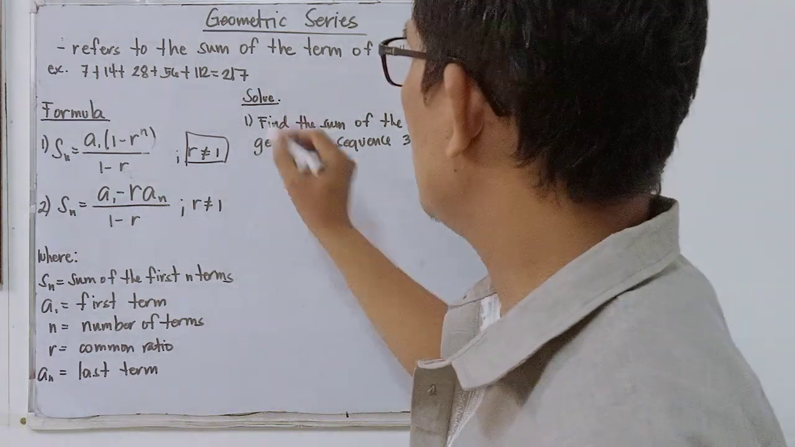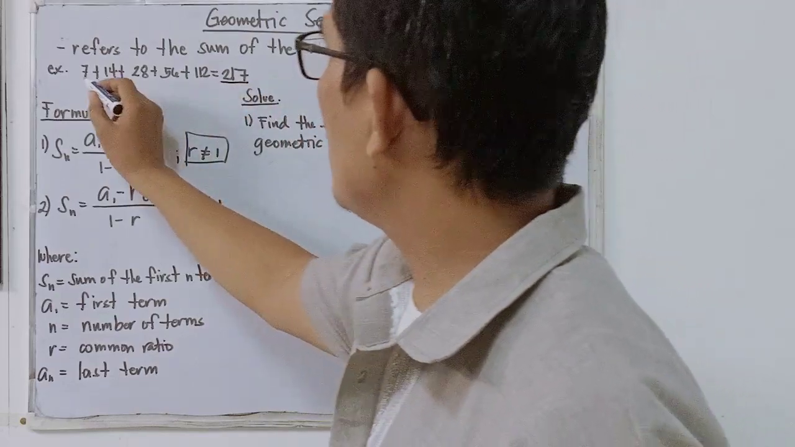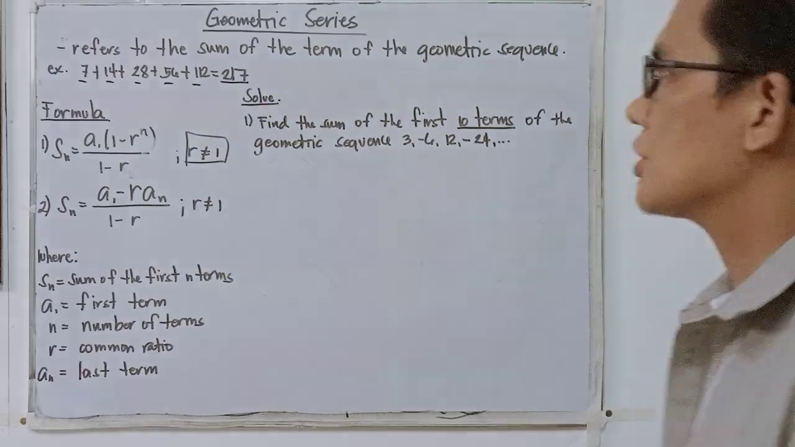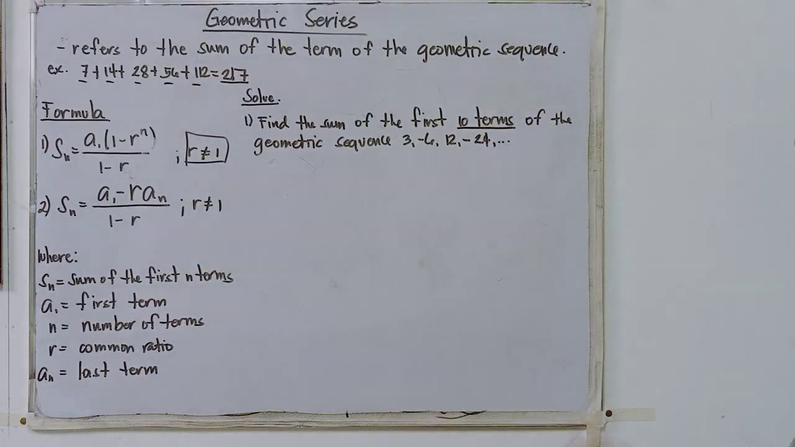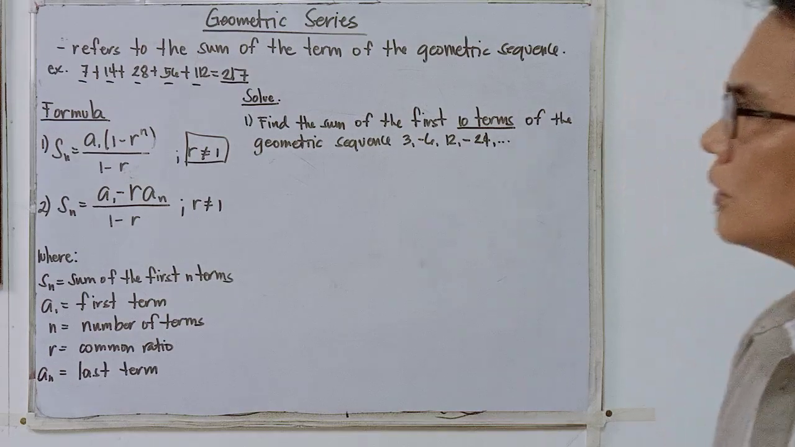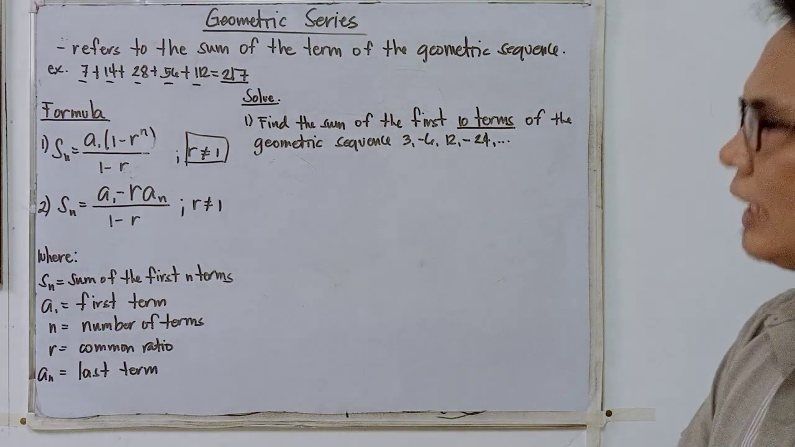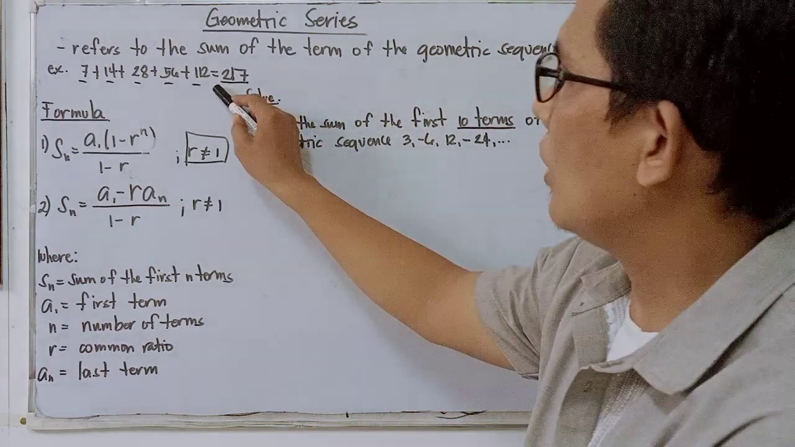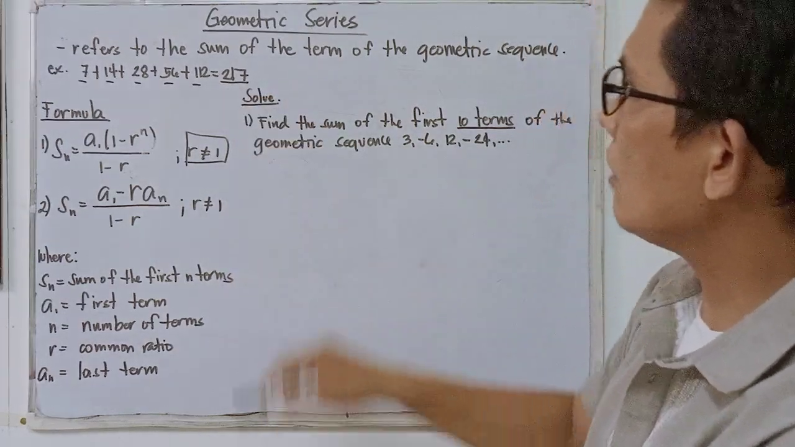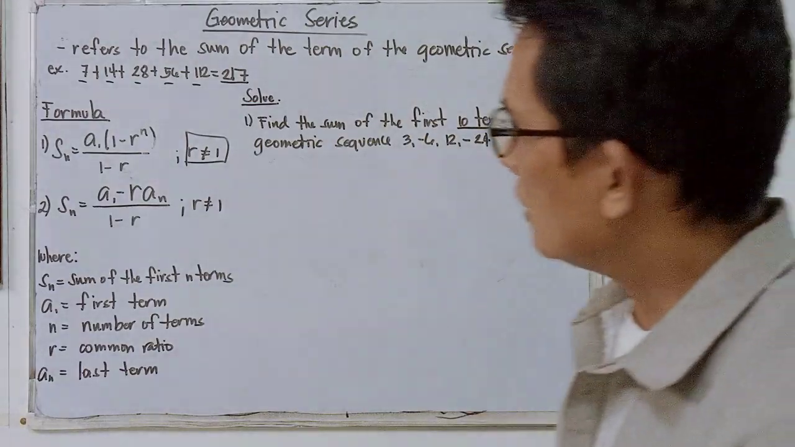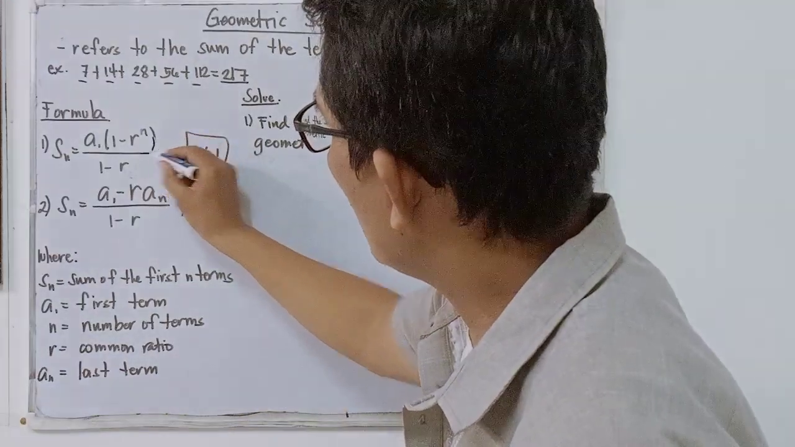up to 217. Now, if you're going to add 1, 2, 3, 4, 5 terms, that would be easier to do mentally or by evaluation, and we will have to come up with 217. But how about if we're going to add 20 terms? That is why we have here our formula.